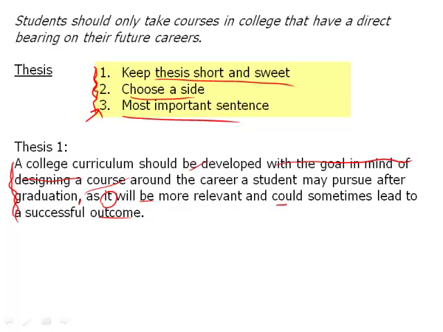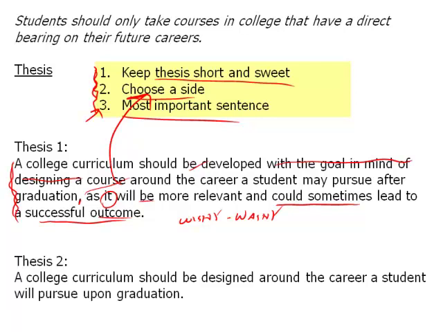And then notice here, could sometimes lead to a successful outcome. Again, that's kind of wordy, and it's not really choosing a side. It is sort of choosing a side, but it's a little bit wishy-washy. So you want to be a little bit more declarative in your thesis. You want to say your point, and it's okay because in the body paragraph itself, you're going to show how the issue is not always black and white. And again, that's our concession statement. But at least in your thesis, keep it short and sweet, make it clear as to which side you are choosing.